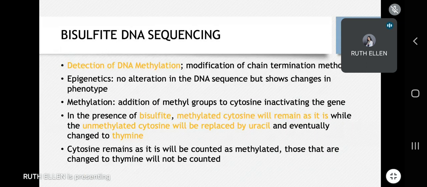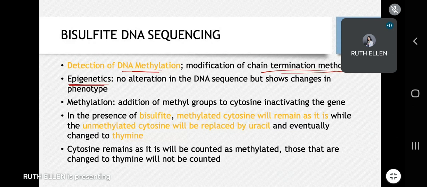Lastly, we have the bisulfite DNA sequencing. It is the detection of DNA methylation, which is a modification of the chain termination method or our Sanger method. Okay? So ang dinetect natin dito is more of the epigenetics, wherein walang alteration sa DNA sequence, pero merong change in the phenotype. Okay?